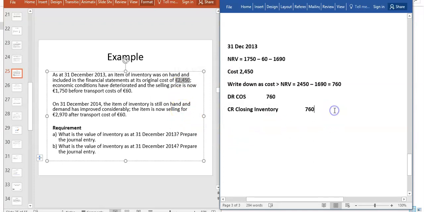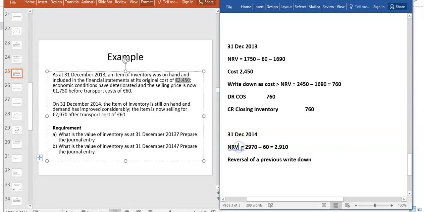Roll on a year later, 31st of December 2014, conditions have improved. The NRV now for the same product is 2,970 minus 60, which is 2,910. Right? So this is the reversal of a previous write-down.